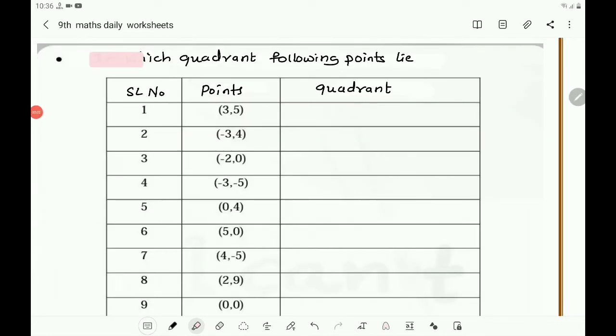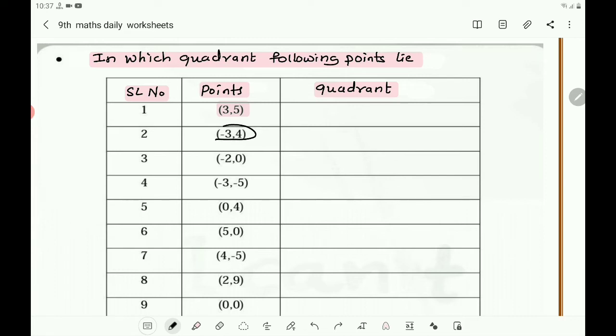Write in which quadrant the following points lie. Serial number 1, the point is (3, 5). Here you write in which quadrant. You have to mention, if it is the first quadrant you write first, if it is the second quadrant you write second, in this way. Here (3, 5) means both are positive. Mention the quadrant in which this point lies.